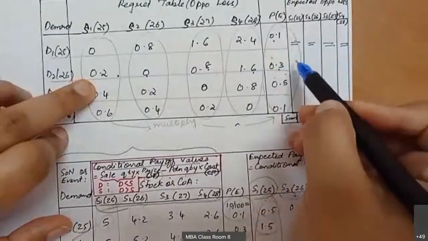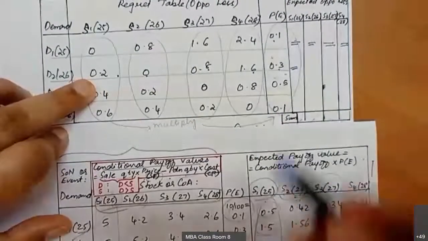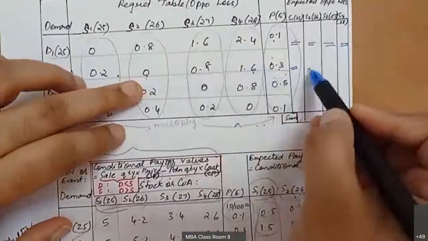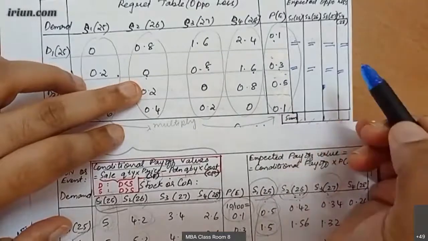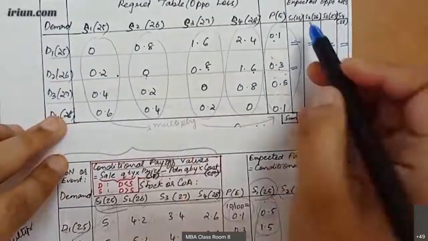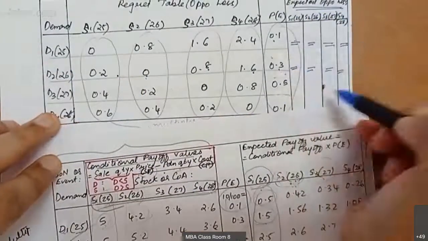Similarly, calculate all of these. 0.2 into 0.3, calculate the value here. 0 into 0.3, you have the value here. 0.8 into 0.3 here, and 1.6 into 0.3 here. Similarly calculate all of these. This will be the expected opportunity loss matrix.